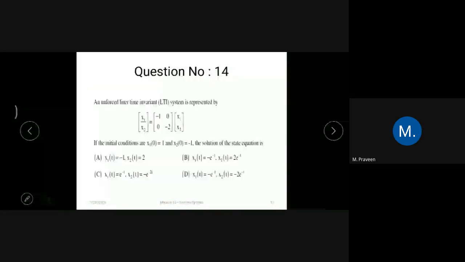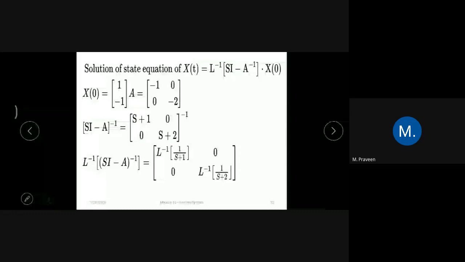Next, once again a similar problem. They've given an LTI system with 2 equations, x1 dot and x2 dot. 2 differential equations are given, and we have to find the state for the given initial state. We can go for the simple method of the options. So x of t is inverse Laplace of s into I minus A whole inverse.